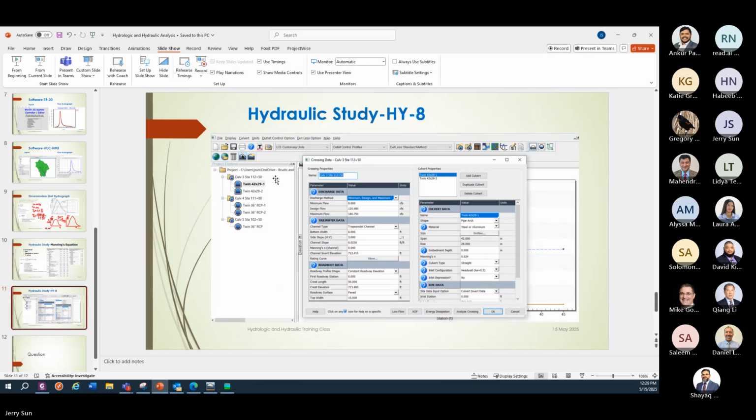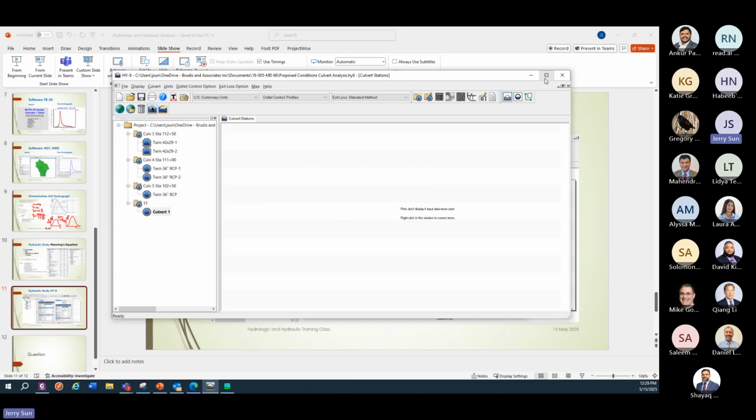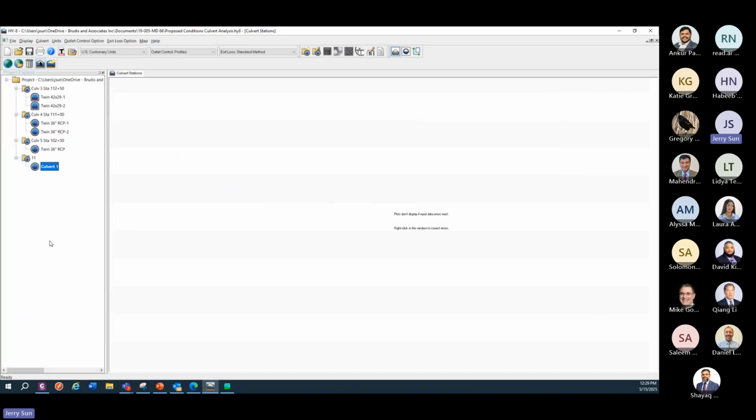So the most popular software is HY-8. It gives you the sizing of the pipes based on the peak flow. This HY-8, we'll just show you how to design with it. For example, this already has it.